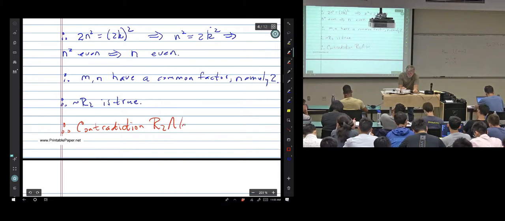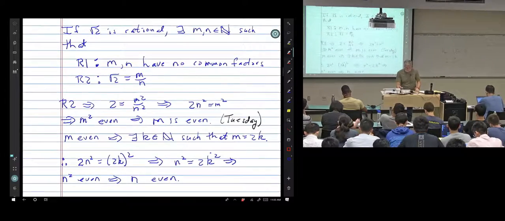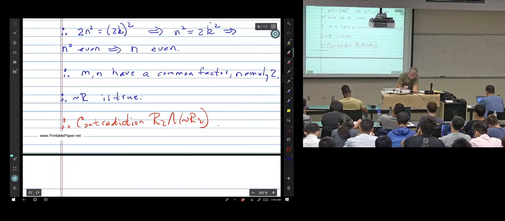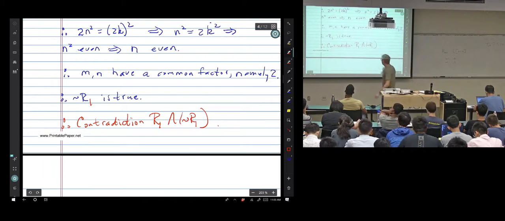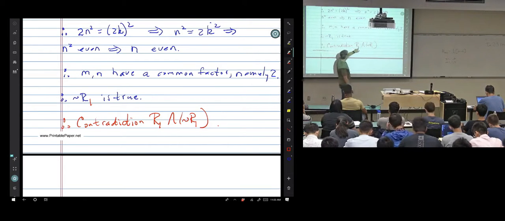R2 and not R2. R2 was the R1, sorry. Yeah, R1. If I looked at my notes, but that would be no fun. R1, thank you. It was very subtly done. I appreciate that. So not R1 is true. We had R1 is true, so that's a contradiction.